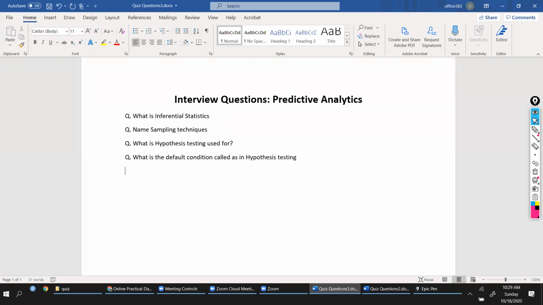It's the default condition, or it says continue what you are currently doing. Now, if this action that you're currently doing is wrong, then we go for the alternate hypothesis. Right? That's represented as H1. Okay, next.